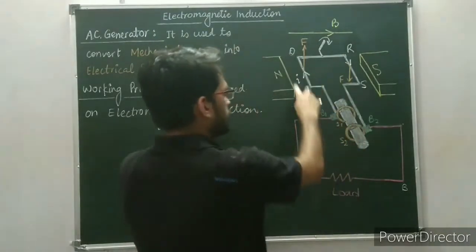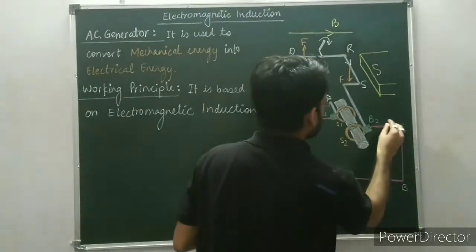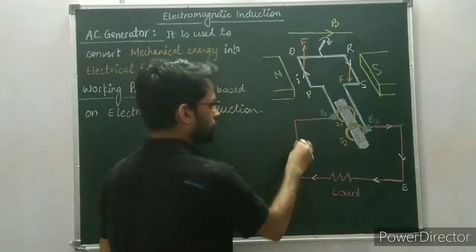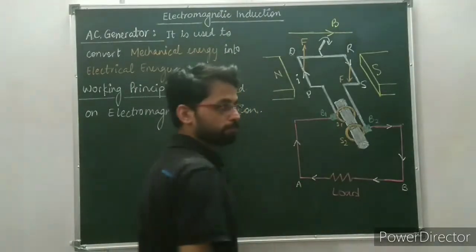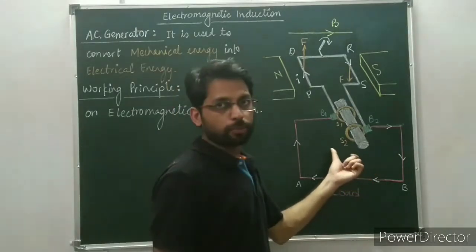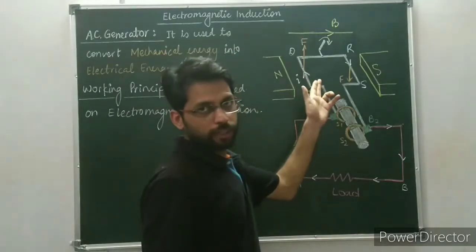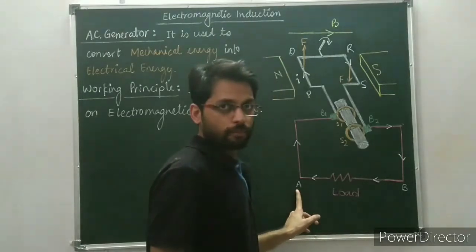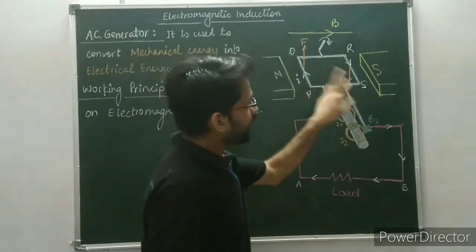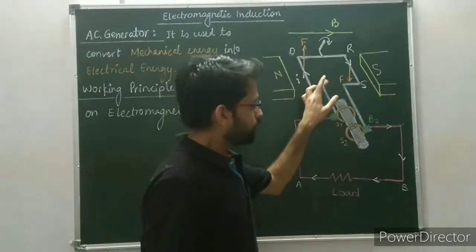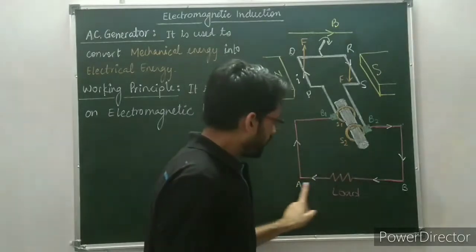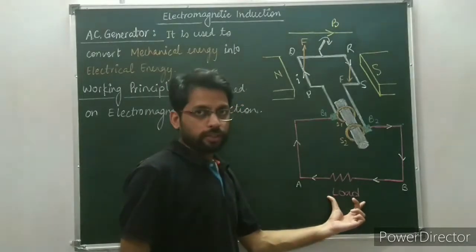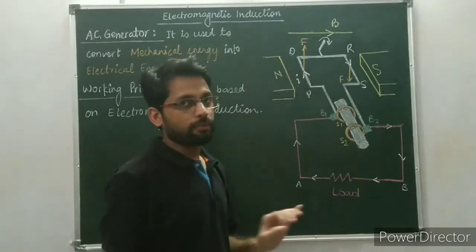Now this current follows this path, and across the load the current is running from B to A. One thing to be noted is that during first half rotation of the coil, the current is running across the load from B to A, and during next half rotation of the coil, the current across the load runs from A to B. It means the current across the load changes its direction after each half rotation.